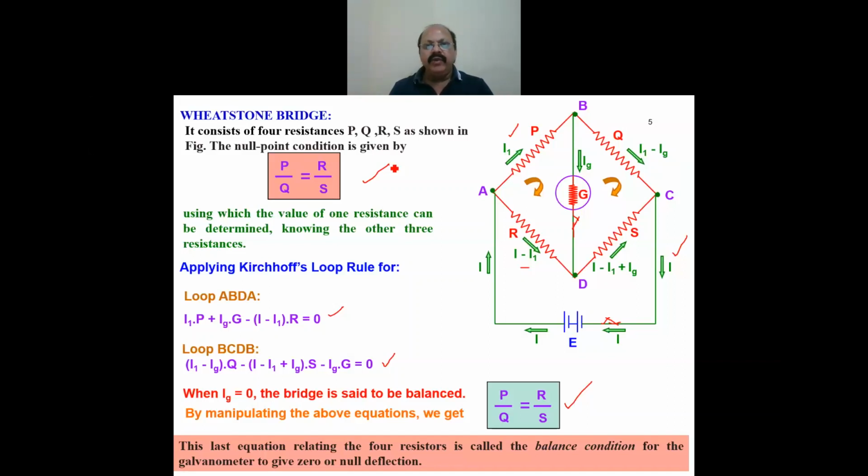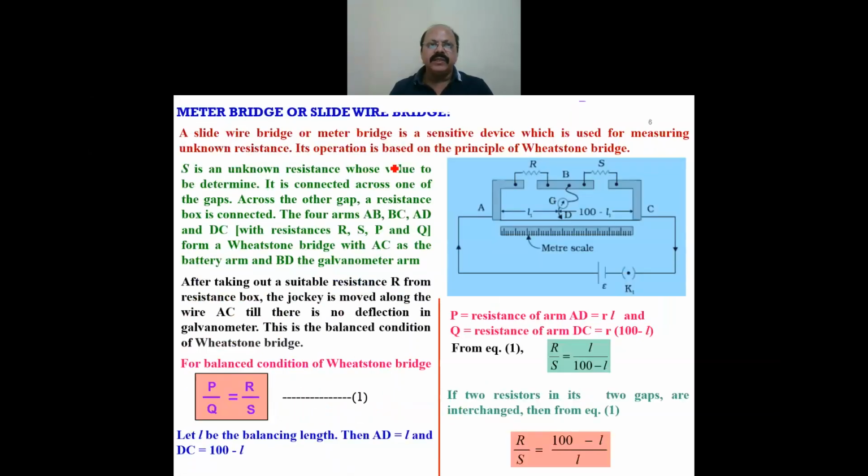And we can find out one of the unknown resistances from the Wheatstone bridge. Its practical application is the meter bridge, so you have to perform the experiment in your labs also. Whenever you go to school, you apply Kirchhoff's law in this meter bridge, because the principle of the meter bridge depends on the Wheatstone bridge. So meter bridge or slide wire bridge, remember it, is used for determining the unknown resistance, and it is a very sensitive device that depends on the principle of Wheatstone bridge.